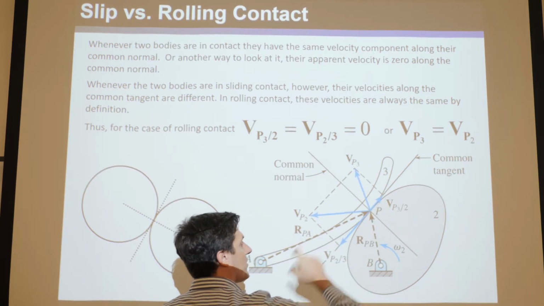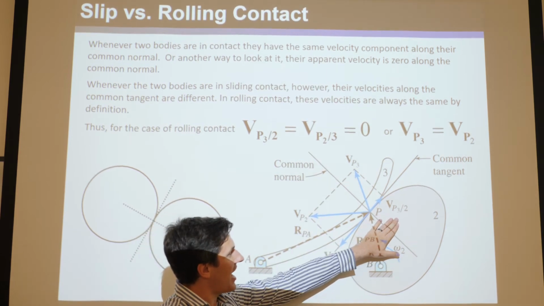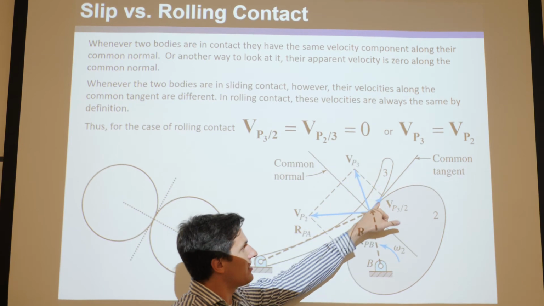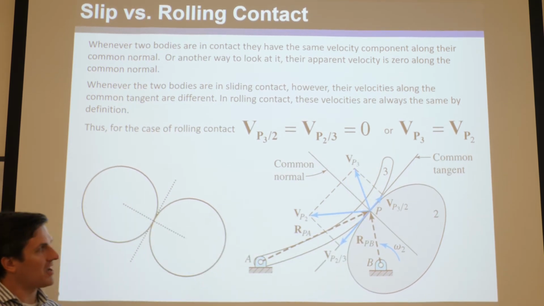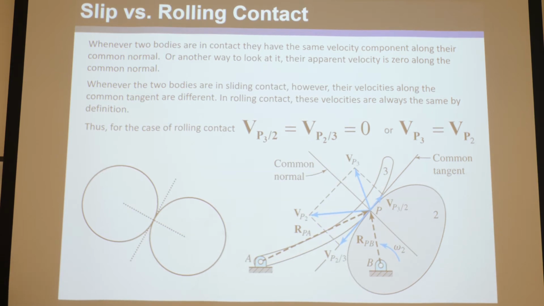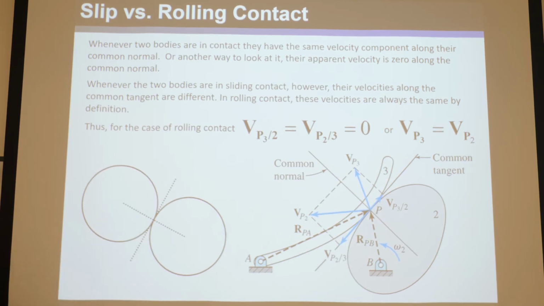Those have different velocities, and their apparent velocities would also be different. If you imagine an ant sitting on here as if it's not moving, this would be moving along the common tangent. Okay? So go through that. That's just an example to help you think of the difference between rolling and sliding contact and when velocities are equal and when they're not, and in what directions, along the normal or the common tangent.